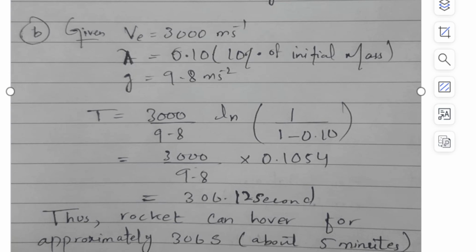The time is actually 306.12 seconds. So what does it mean? It means the rocket can hover for approximately 306 seconds, which is almost 5 minutes. And what does hover mean? It means that when a rocket stays at some place and does not change its position, it is suspended in the air, so it remains there.